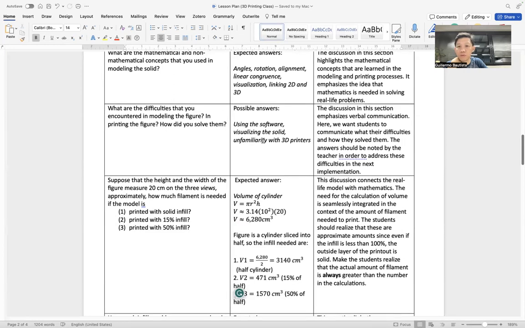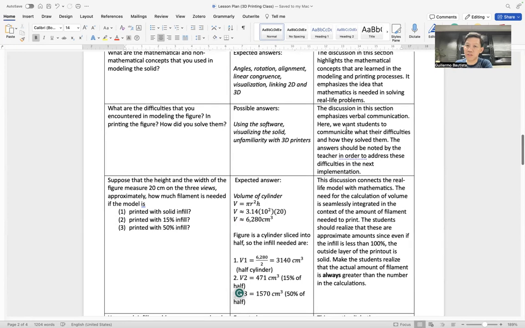Visualizing the solid may be difficult, and there is unfamiliarity with 3D printers. Of course, not all students are familiar with 3D printers. It's a new technology. So probably those are the possible answers that will emerge. But of course, there are probably others. So that's why it's good to try this out with students.